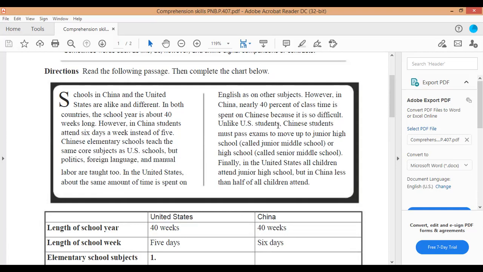Unlike US students, Chinese students must pass exams to move up to junior high school, called junior middle school, or high school, called senior middle school. Finally, in the United States, all children attend junior high school, but in China, less than half of all children attend. I read this part again, but during reading, I highlight the keywords that we said before for compare and contrast.